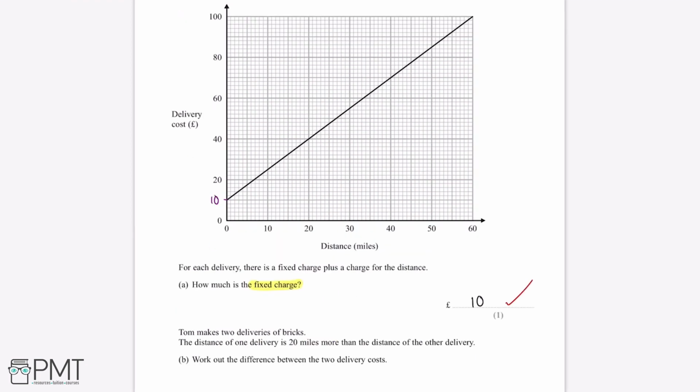Tom makes 2 deliveries of bricks. The distance of one delivery is 20 miles more than the distance of the other delivery. Work out the difference between the 2 delivery costs. So for this question, we can choose 2 different distances, each 20 miles apart, and then work out the difference between these two prices. So we can choose the distance 0 and then the distance 20.